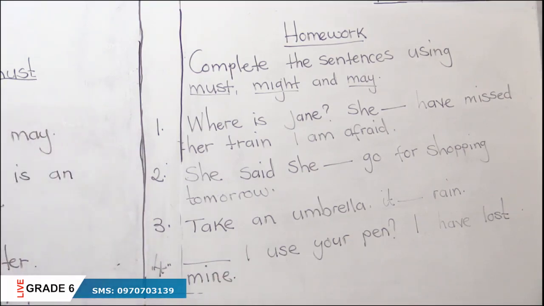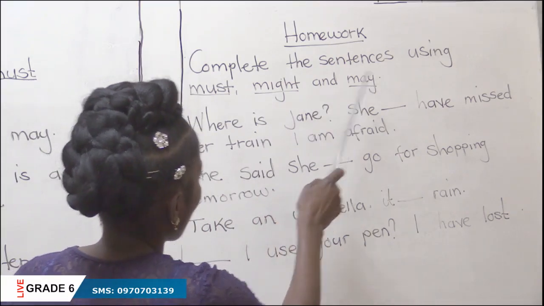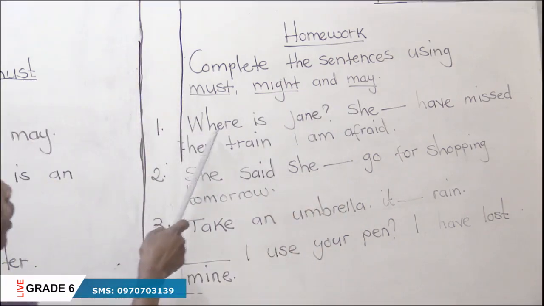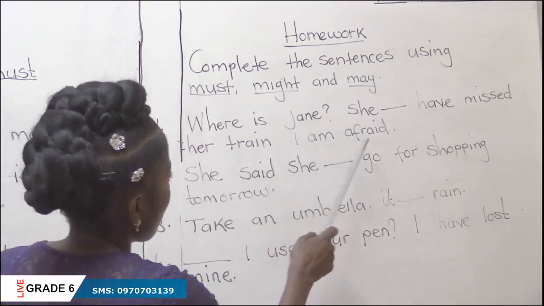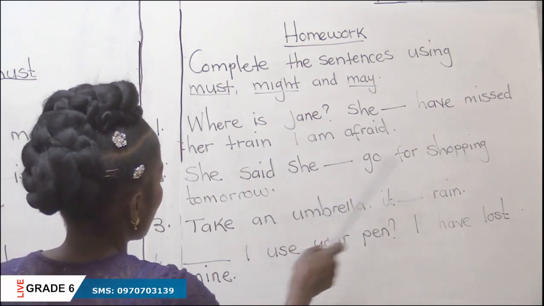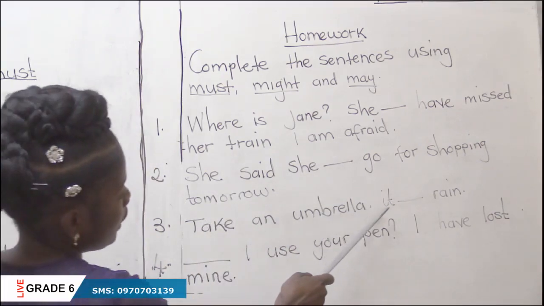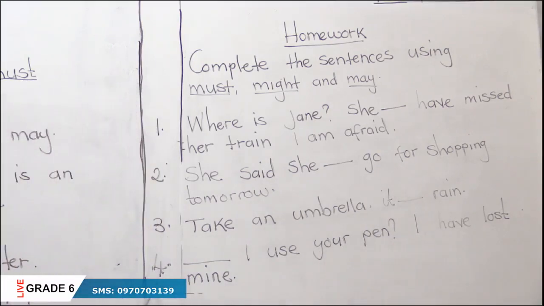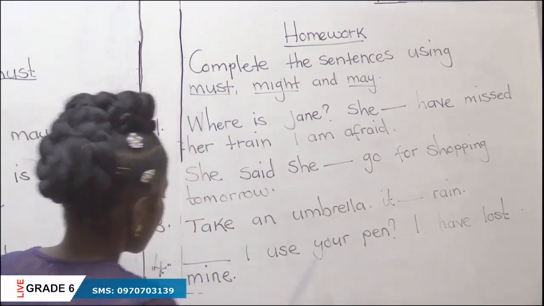Okay, boys and girls, I've got 4 questions there. Complete the sentences using must, might, and may. So the first question reads, where is Jane? She dash have missed her train. I am afraid. Number 2 reads, she said she dash go for shopping tomorrow. Number 3 reads, take an umbrella, it dash rain. Number 4, dash I use your pen, I have lost mine.